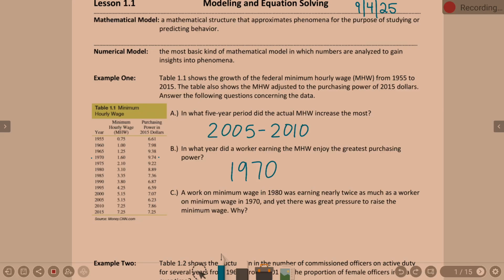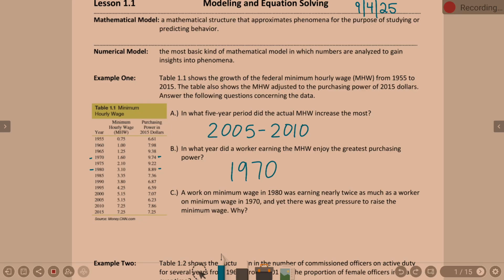Okay, C. A worker on minimum wage in 1980 was earning nearly twice as much as a worker on minimum wage in 1970. And yet there was a great pressure to raise the minimum wage. There's less inflation. Why? Yeah. Inflation. If you look at 1980 and 1970 here, from 1970 to 1980, what happened? My minimum wage went from $1.60 to $2.10 to $3.10, yes.